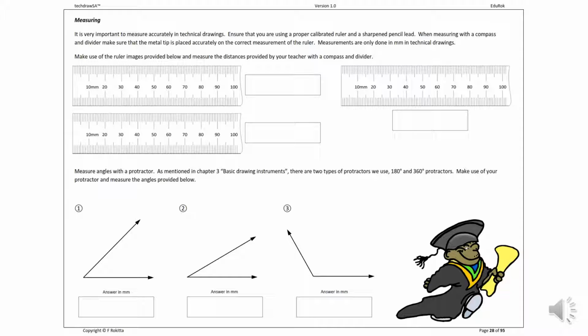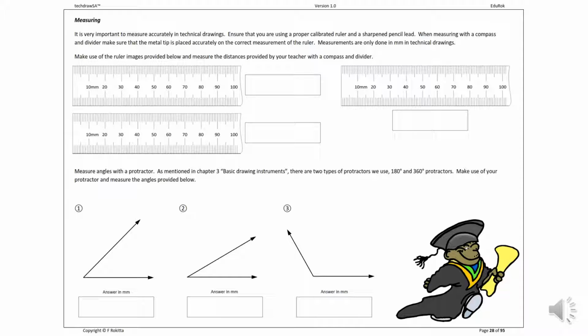You may use a graphite pencil or you can use clutch pencils. A 0.5 and 0.7 clutch pencil will do. When measuring with your compass or a divider, make sure that the metal tip is placed accurately on the correct measurement of your ruler. Measurements are only done in millimeters in technical drawings. That is if you are using a metric system.